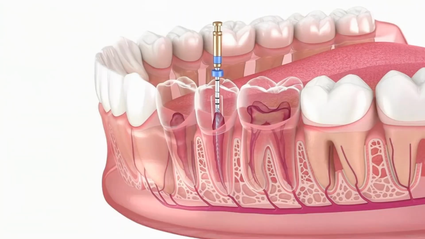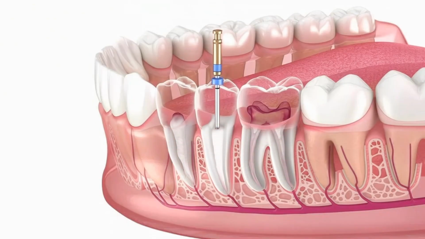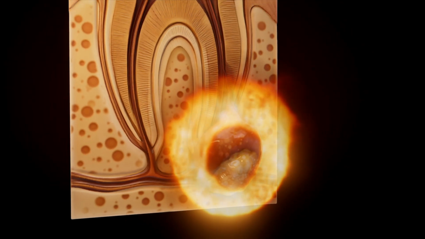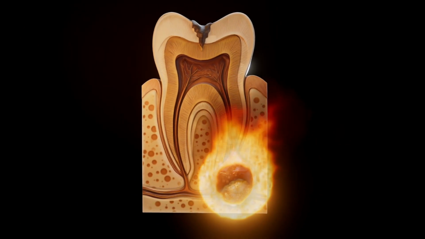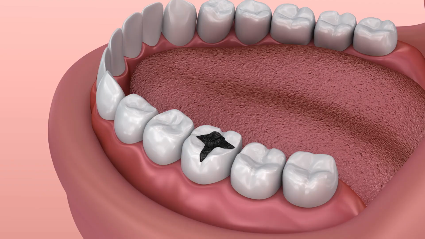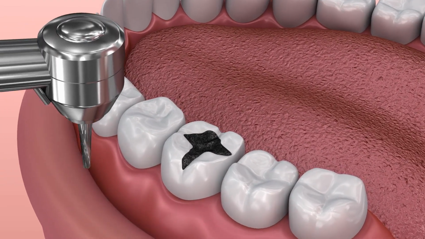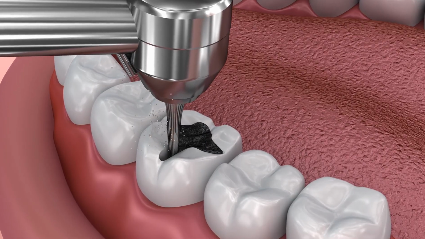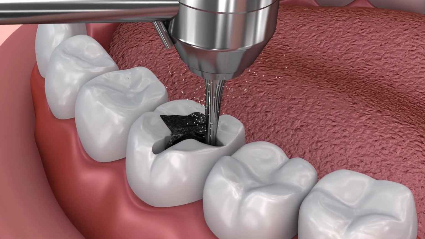The iceberg effect, what you don't see. What makes a cavity so sneaky is the iceberg effect. That small spot you might see is just the entrance. Enamel is incredibly tough, but right underneath it is the dentin, a much softer, more porous layer that's riddled with microscopic tunnels leading straight to the tooth's nerve or pulp.